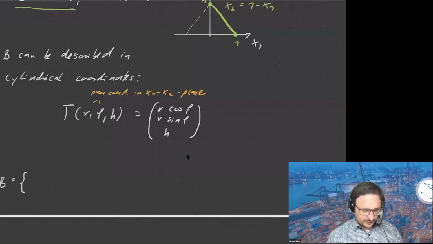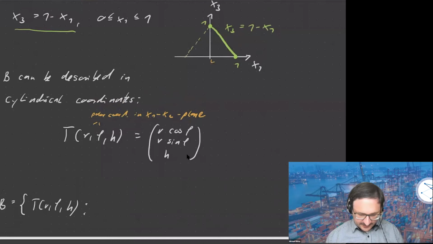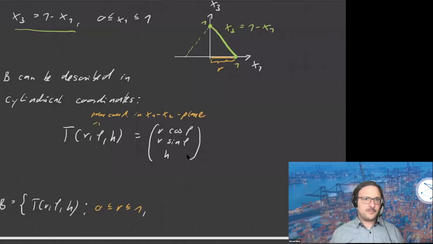And we can describe it as all points T(r, phi, h), where, well, the radius is this distance here, right? So we're rotating that line around the x3 axis as well. That's the radius of the base that we get. So that is between 0 and 1. Then we have the angle. We're rotating all the way around until we get a closed surface again. So that means we have to rotate between 0 and 2 pi.